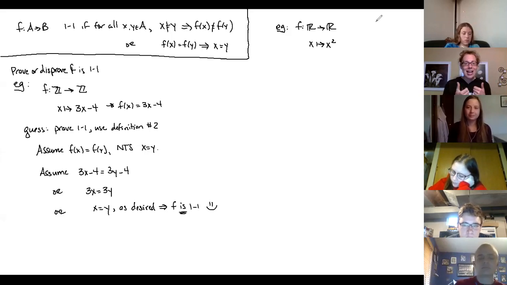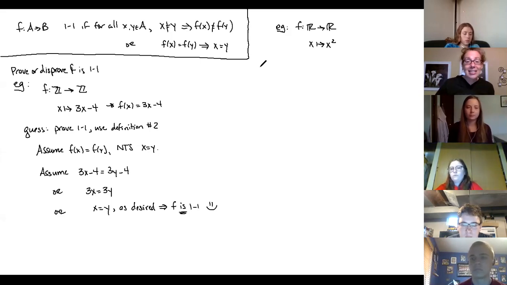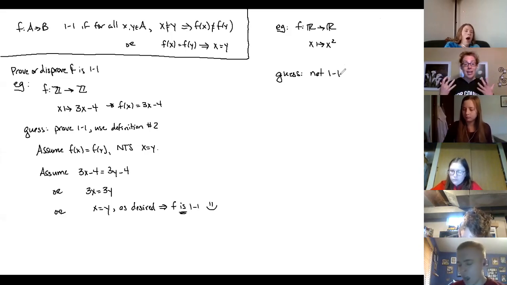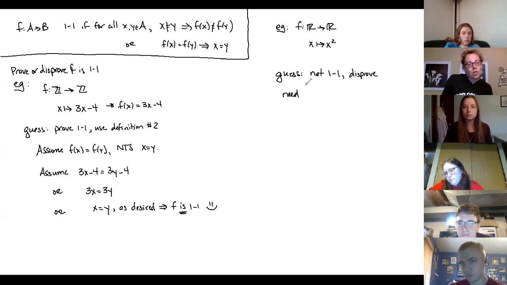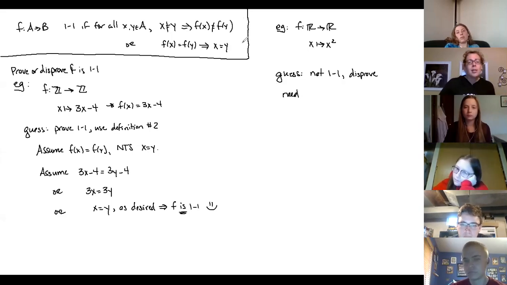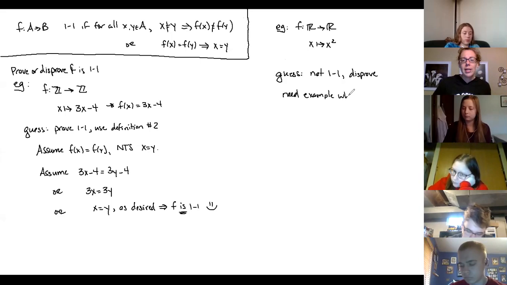Does that pass the horizontal line test? Yes or no? We are shaking heads at no. So my guess is that this is not 1-to-1, based on the graph, based on not passing the horizontal line test. Therefore, my guess is that this is a disprove. So I need to find, we can do either definition here. Let's go with the first one. So I need an example which makes definition number 1 false.